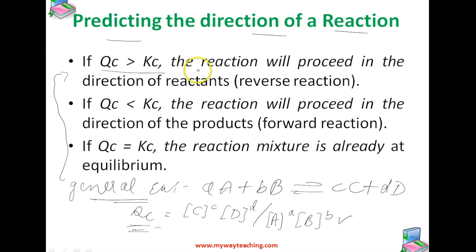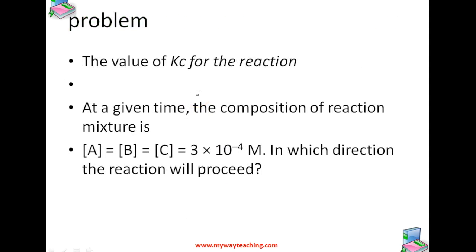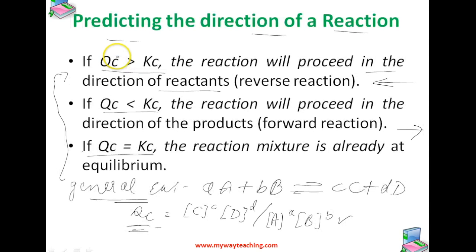After that, if Qc is greater than Kc, the reaction will proceed in the direction of the reactants, meaning in the reverse direction. If Qc is less than Kc, then the reaction will proceed in the direction towards the products, so the forward reaction. If Qc is equal to Kc, the reaction mixture is already at equilibrium. Next is a problem on predicting the direction of a reaction.